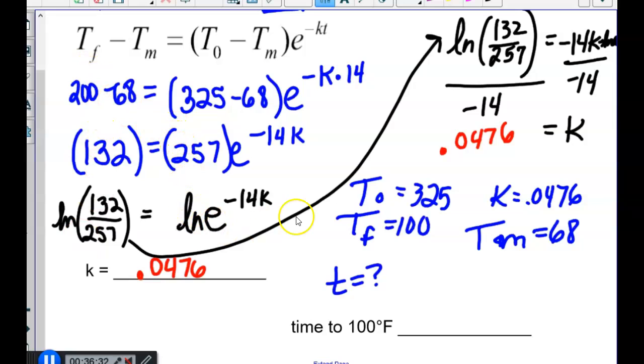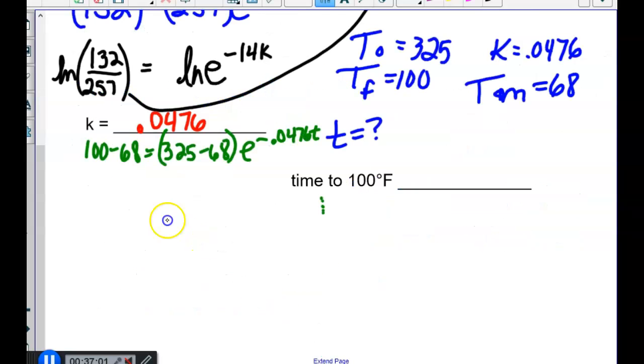I have almost no room left. Okay. Let's see, it would be 100 minus 68 equals 325 minus 68 times e to the negative 0.0476t. Okay, 100 minus 68 is 32, is that right? Yes? And over here, this was 257 still, right?